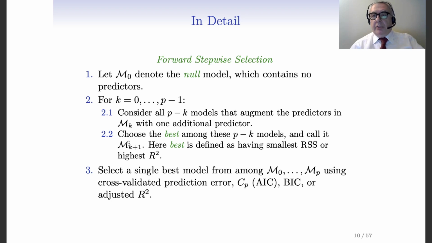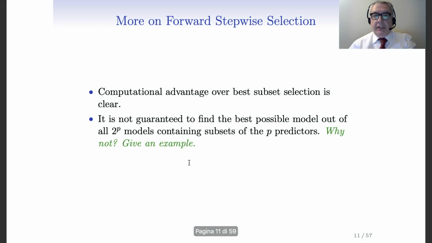At the end, I will have models M0, M1, M2, up to Mp. And again, I have a final selection step which cannot be done using RSS because the more complex models will be favored, okay, and we know they could suffer from overfitting. Rather, I use some criterion that penalizes model complexity. So I can use Cp, AIC, BIC, adjusted R-squared, but also I can use cross-validation. I didn't say this before, but you can also use cross-validated prediction error. Okay, and so this is the forward stepwise selection. Some comments, okay.